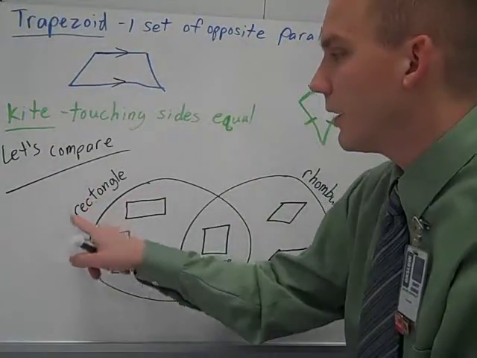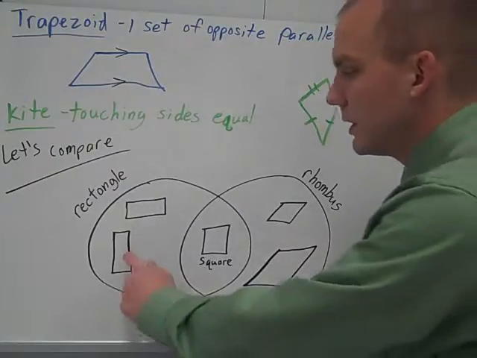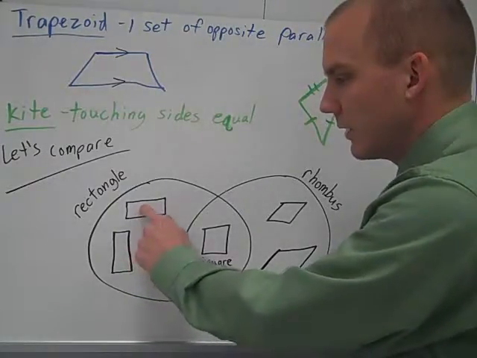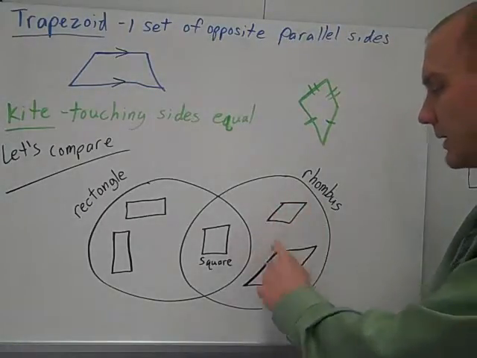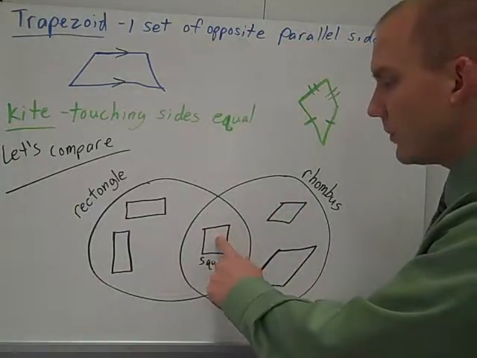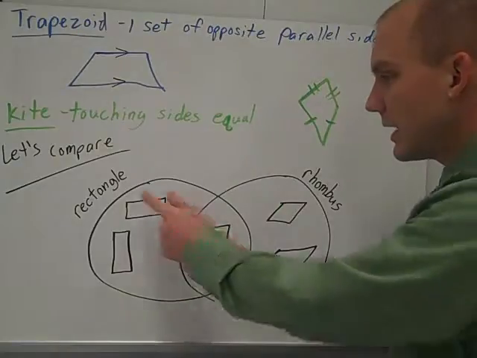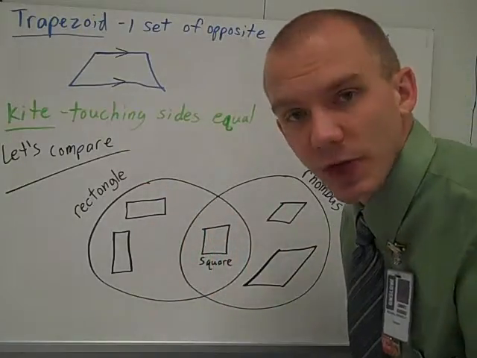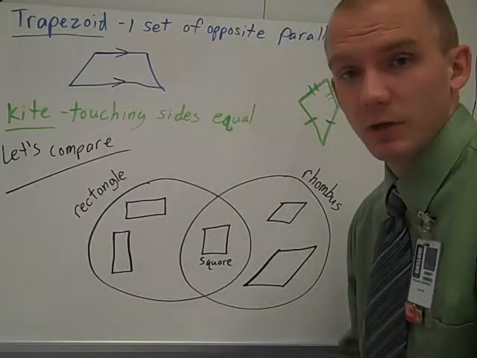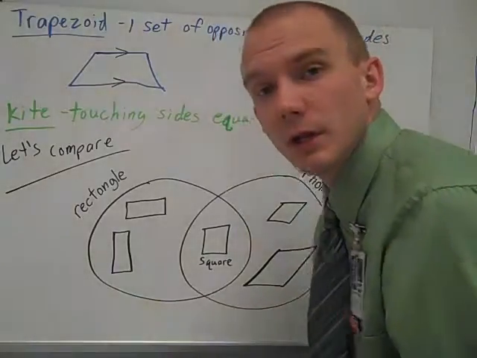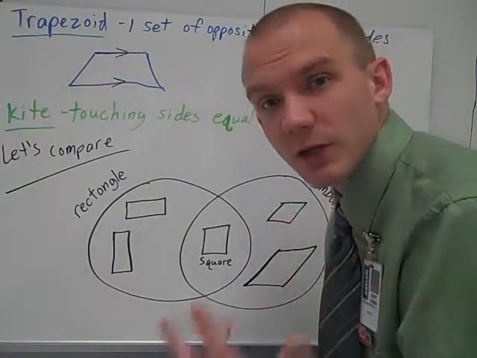Let's compare a rectangle to a rhombus. Here's a rectangle, and here's a rectangle kind of up and on its side. And here's a rhombus, kind of slanted like this and this. But right here in the middle, this is both a rhombus and a rectangle, and it has a special name. We call it a square, which is our regular quadrilateral. And let's think back to that regular. What's a regular polygon?